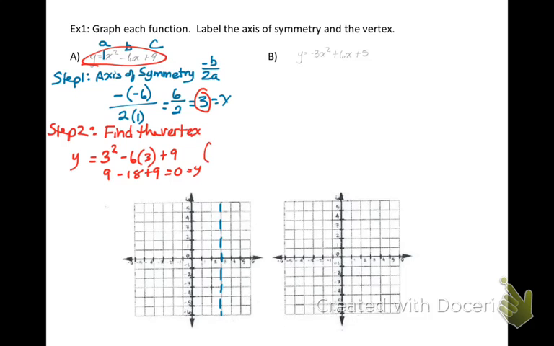So our vertex is going to be the 3 from step 1 and the answer from step 2, so 3, 0. And you're going to graph that too, and you're going to find 3, 0 on your graph.